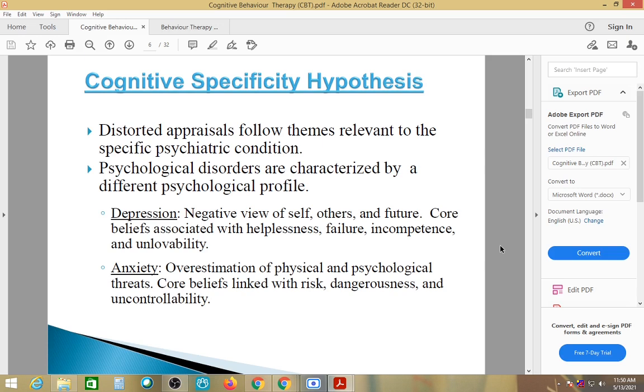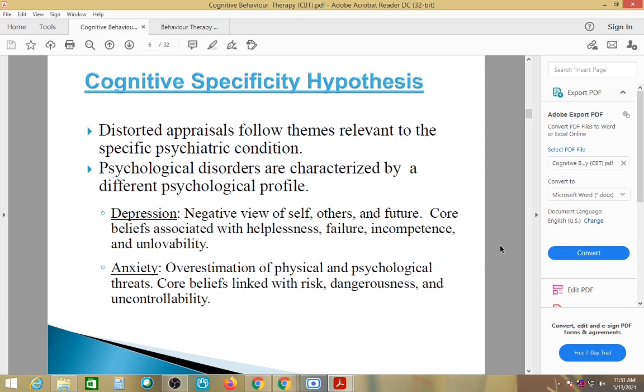Depression: from where does this depression come? What are the depressive behaviors, or the signs that will come? Negative view of self, always negative about others, always negative about the future. So why will a person always be negative about everything? It is because the core belief, or the automatic cognitive belief, is always associated with: I am helpless, I've always failed, I am incompetent, and I'm always unloved. Right, so these are deeply seated. So automatically, these will influence the response to situations in the psychosocial realm.